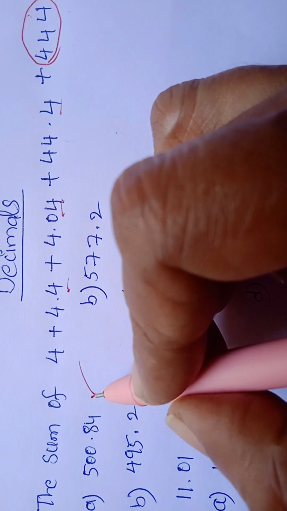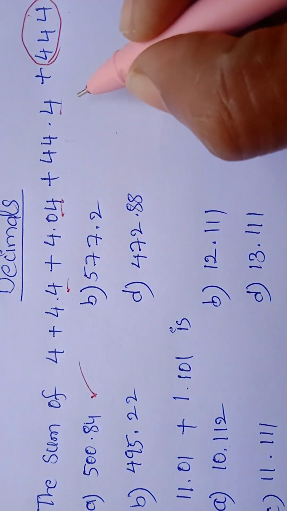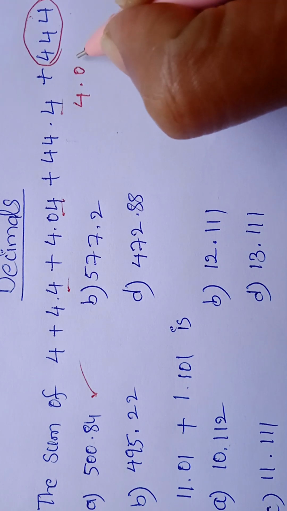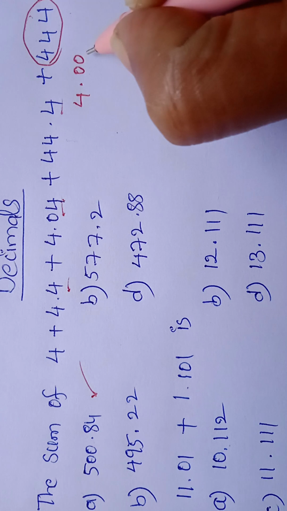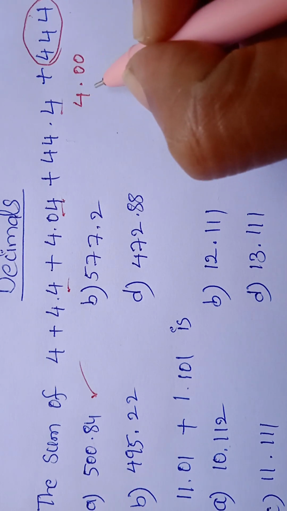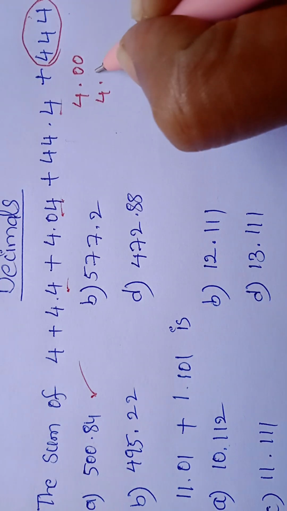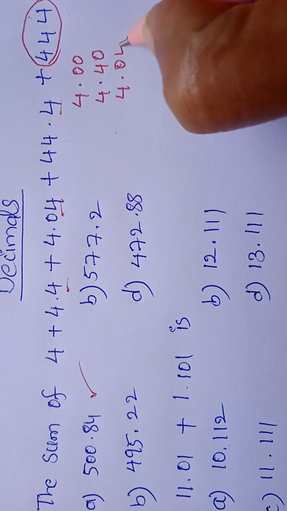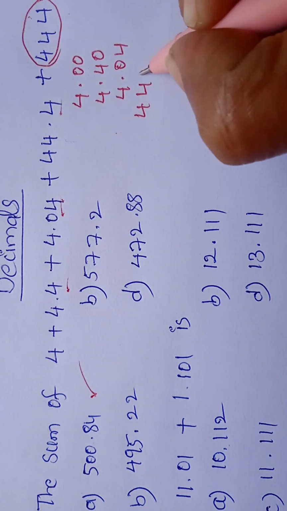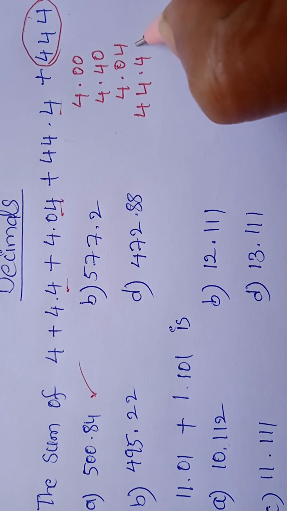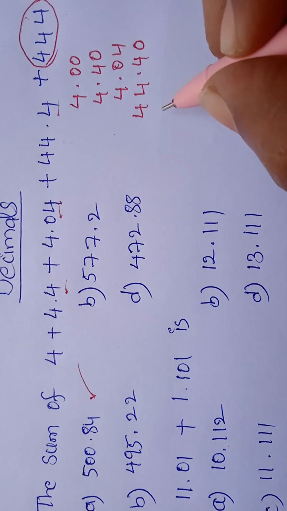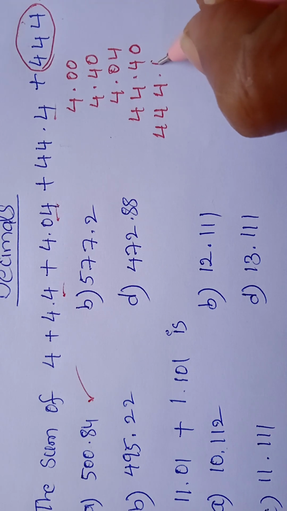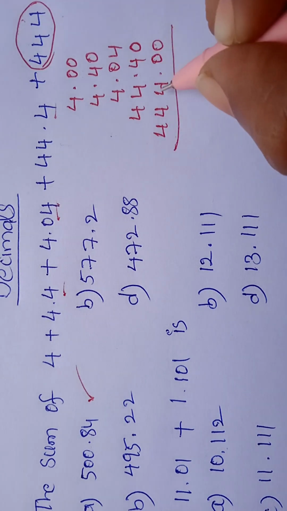Check whether it is or not. So add 4. After the point I am adding 2 zeros. There is no change at all. 4.40, 4.04 and 44.4. I am adding this 0 and 444. After the point we can add 0, but there is no change in this number.